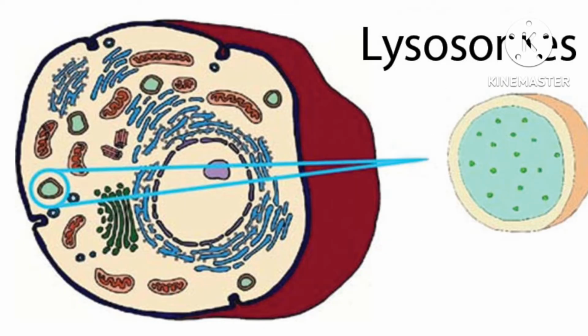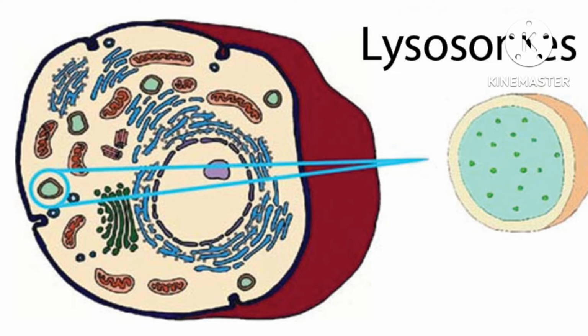This is lysosome. If the cell is damaged, the lysosome undergoes autolysis and bursts open. What is the meaning of autolysis? Autolysis means breakdown of a cell or tissue by self-produced enzymes. So what happens as a result? It releases hydrolytic enzymes.